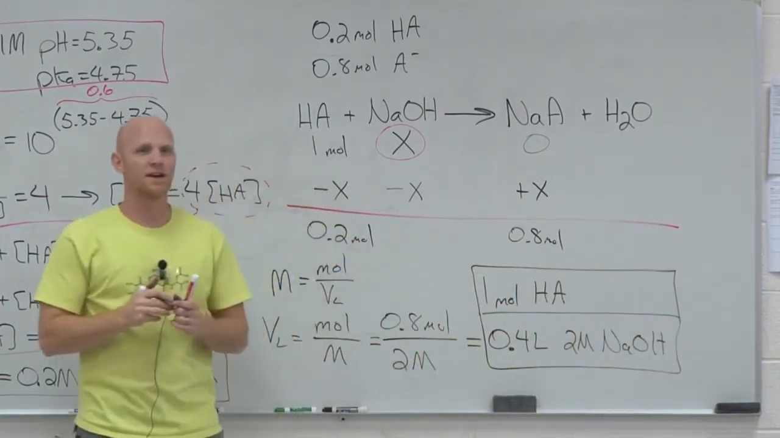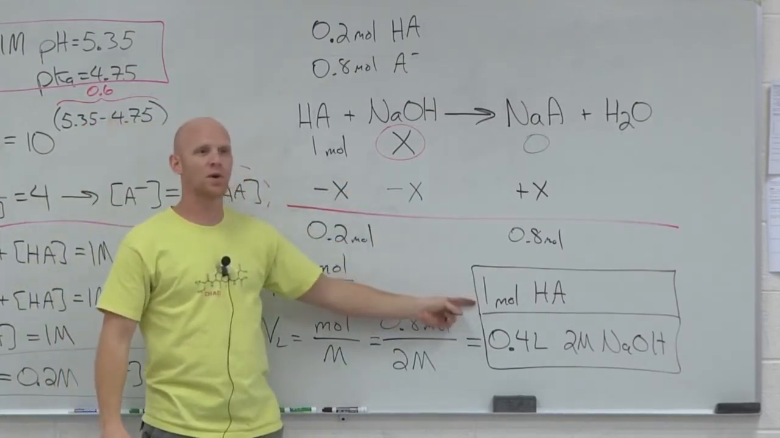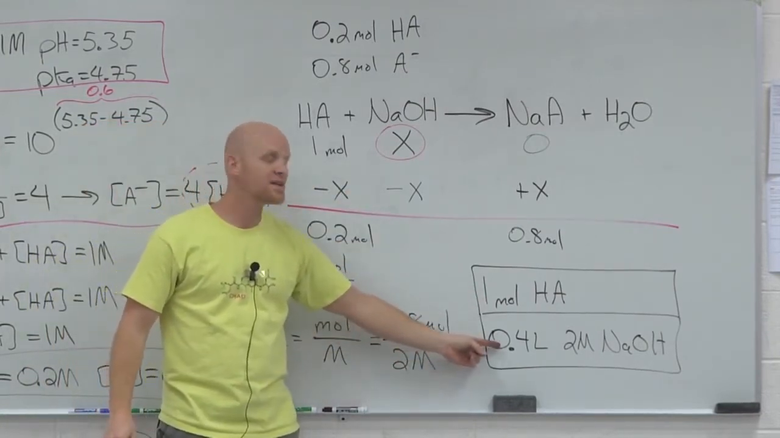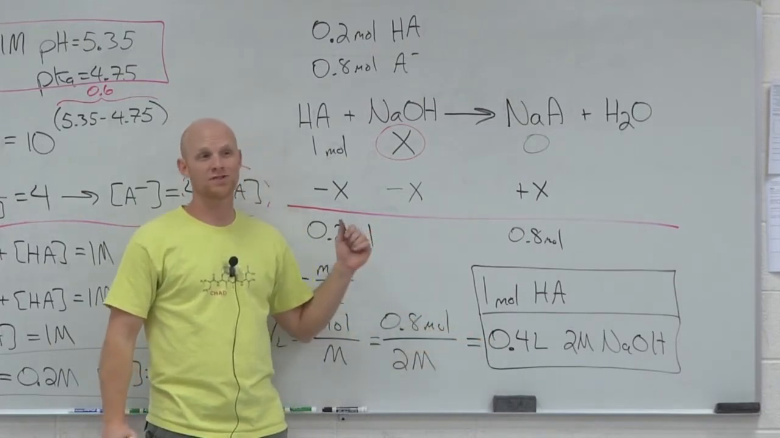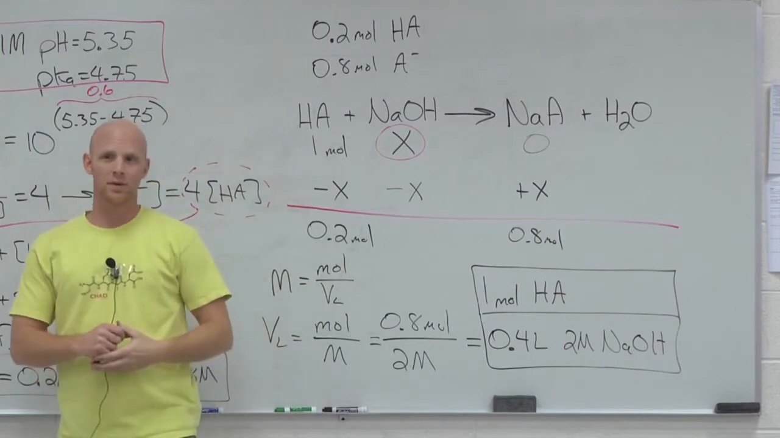So we needed to start by putting 1 mole of acetic acid into our beaker. We needed to add 0.4 liters of 2 molar NaOH into our beaker, and then fill it up to 1 liter total. That's how we would have made this buffer.